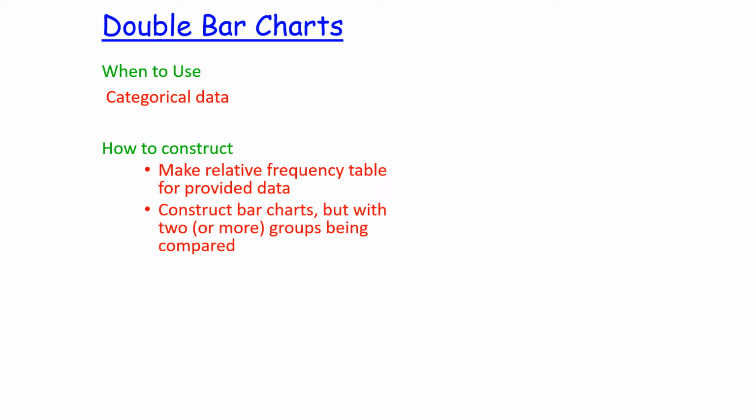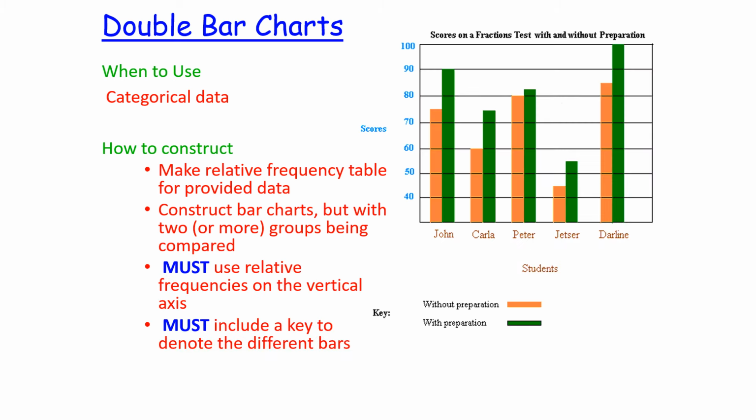Double bar charts. When do we use them? We use them when we have categorical data. To construct them, we make a relative frequency table for the provided data. Then we construct bar charts, but with two or more groups being compared. Now this is important. You must use relative frequencies on the vertical axis, and you must include a key to denote the different bars.